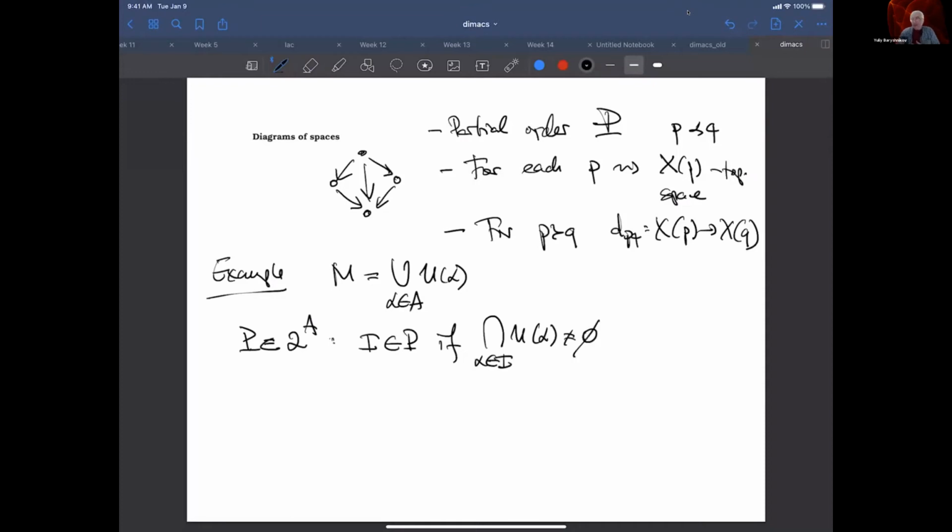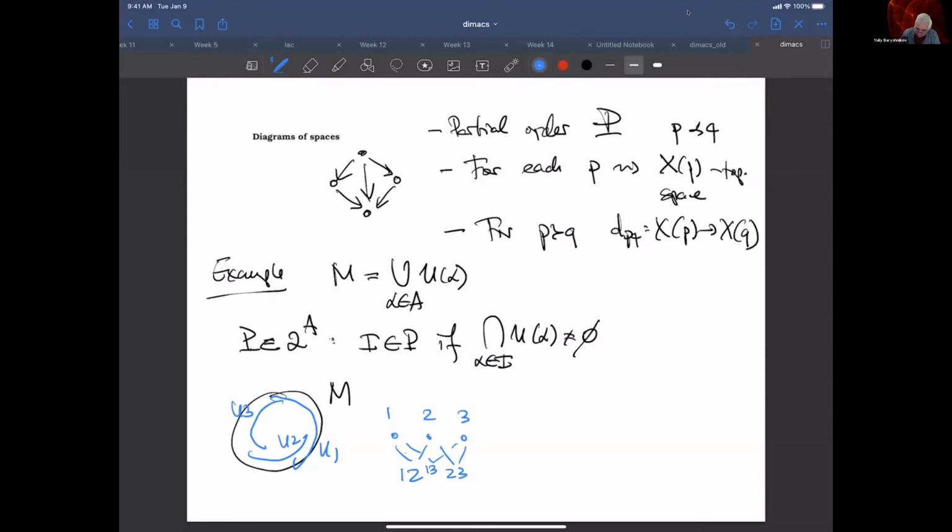So you just take all this intersection poset. For example, if this is your M, and this is your U1, U2, and this is U3, then of course we will have 1, 2, and 3. 1, 2 has a non-empty intersection, 2, 3 has a non-empty intersection, and 1, 3 has a non-empty intersection. But of course, no 3 have a non-empty intersection. And you have the mapping.